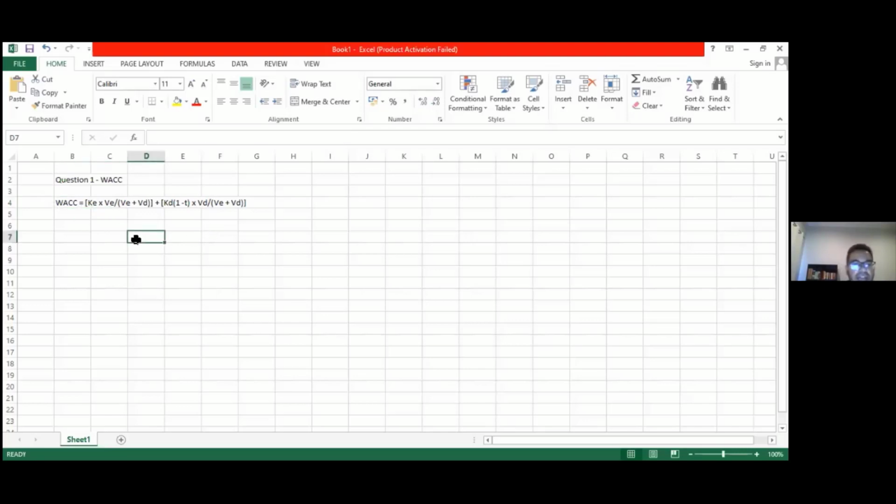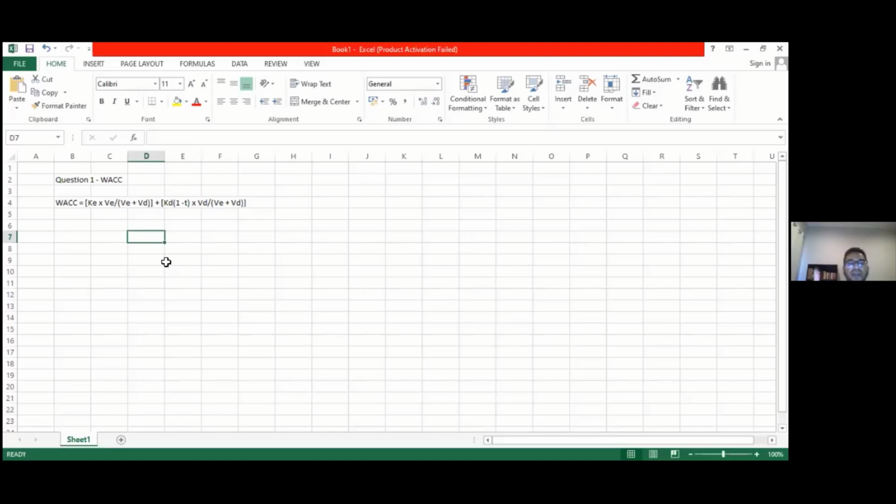To clarify further, you can see next to KD there's 1 minus T, but next to KE there's nothing. Remember, the cost of debt must be after tax, because SARS allows a deduction for interest payments. The cost of equity is not after tax because SARS does not allow a deduction for dividend payments. If you break down that formula and understand it, you'll be able to remember it way easier.